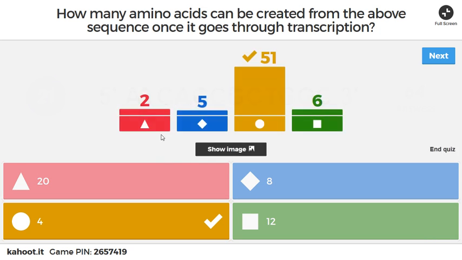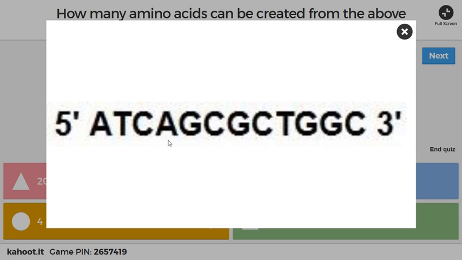Okay, and it's going to be 4, and here's why. We take a look at this right here, and each codon will create an amino acid, and it's a set of 3 letters. So here we have 1, 2, 3. This is going to be one amino acid. 1, 2, 3. This will be another one. 1, 2, 3. That brings the total to 3, and 1, 2, 3. It's going to be 4 amino acids.